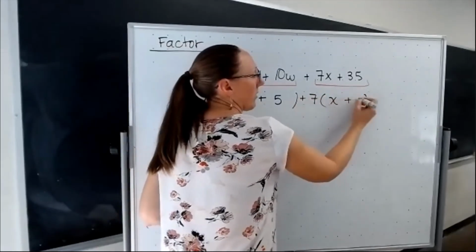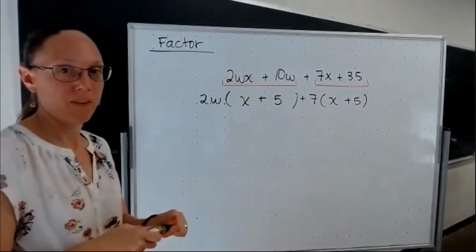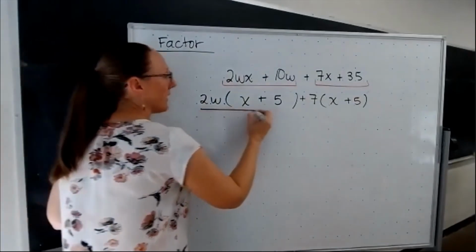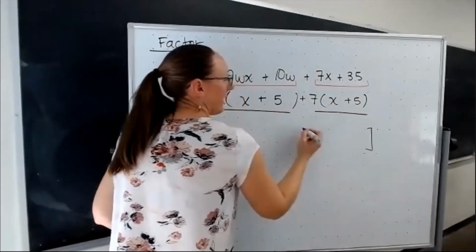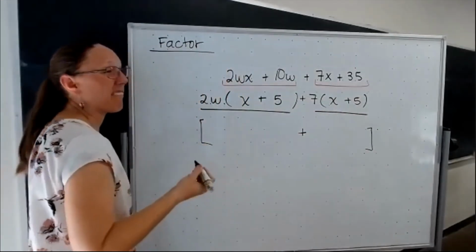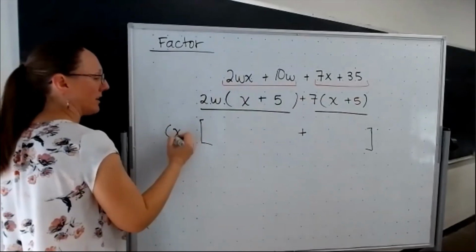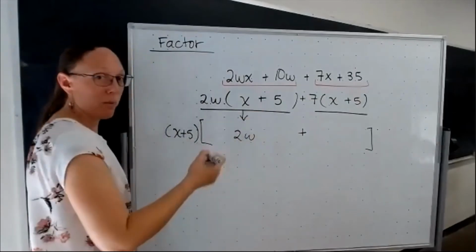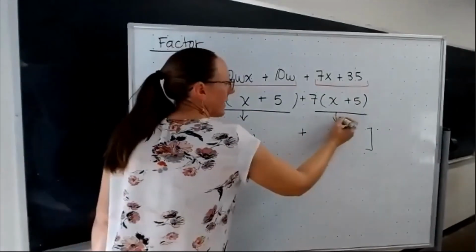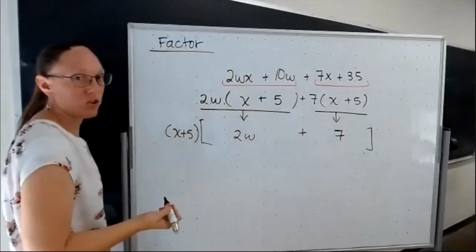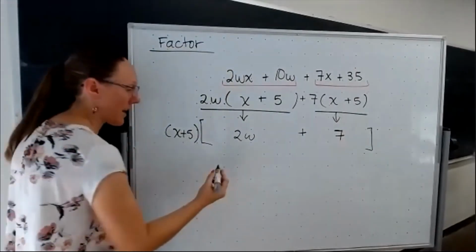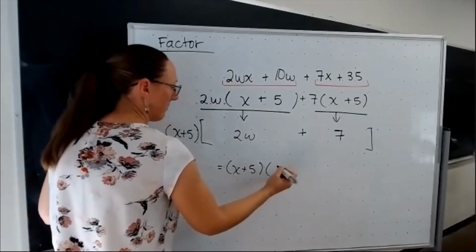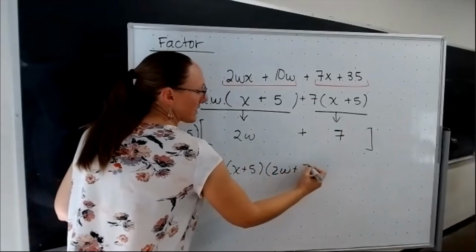And I'd be left with x plus 5. Now I look at my two factored groups and look for the factor that they have in common. And the factor they have in common is x plus 5. Which leaves me with a 2w for the first part and a 7 for the second term. And again, we can just take that last step to regroup those to say x plus 5 times 2w plus 7.